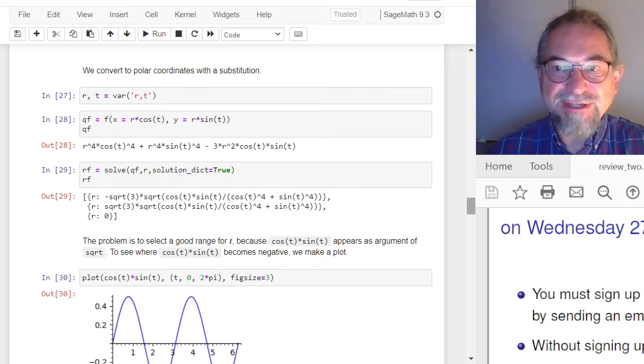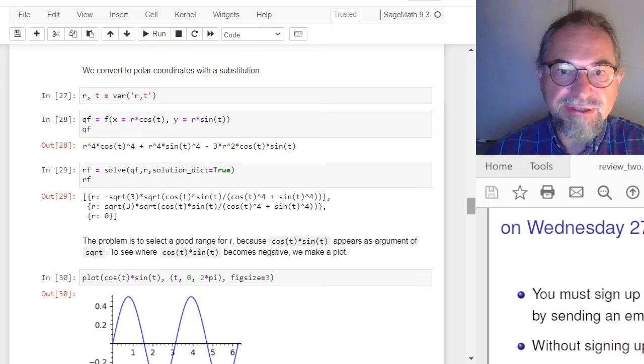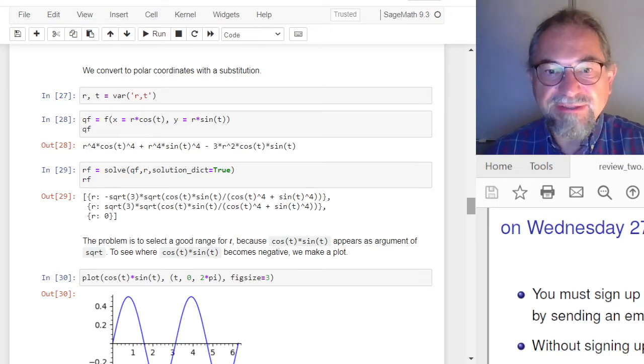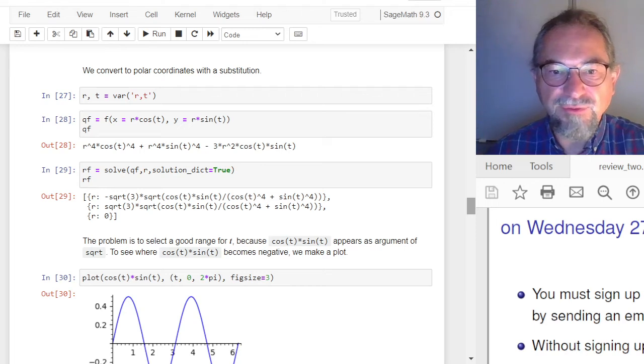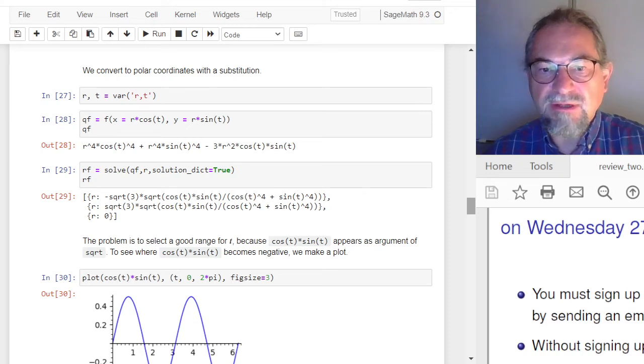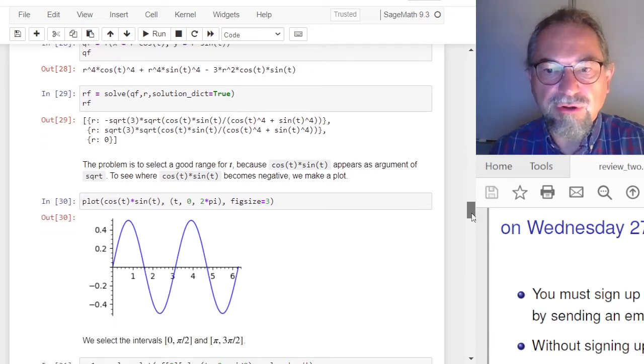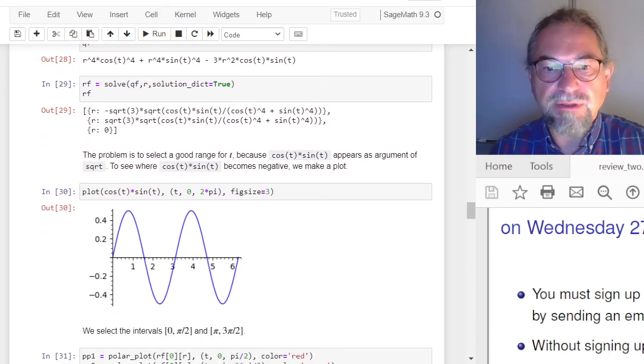But this is an interesting exercise. Typically, if we have periodic functions, we plot them between 0 and 2 pi, or minus pi and pi. But here you see now that there is a square root coming in. And if you try to do this, there will be a problem. So you can see that the cosine t times the sine t crosses the origin multiple times.